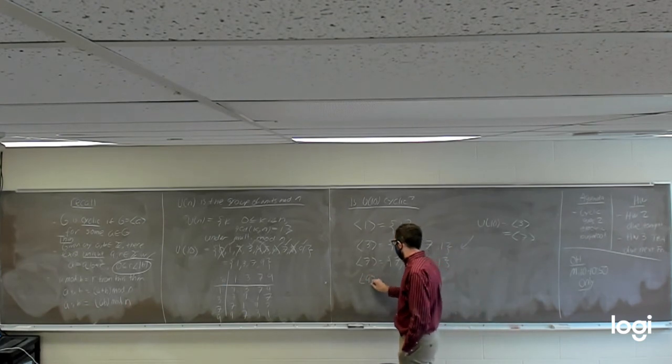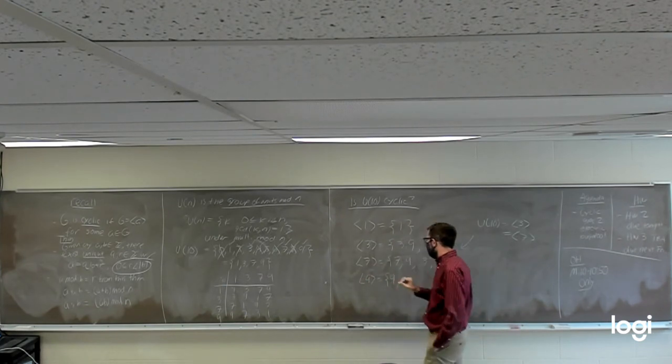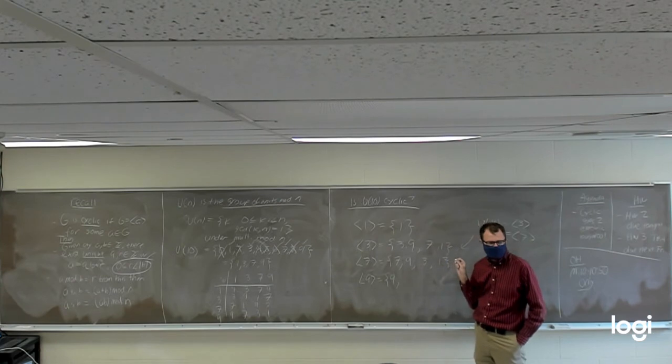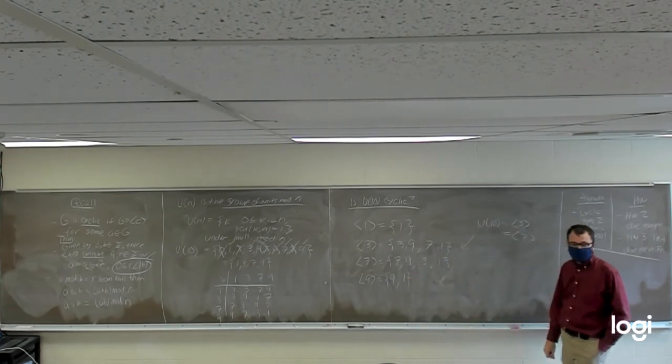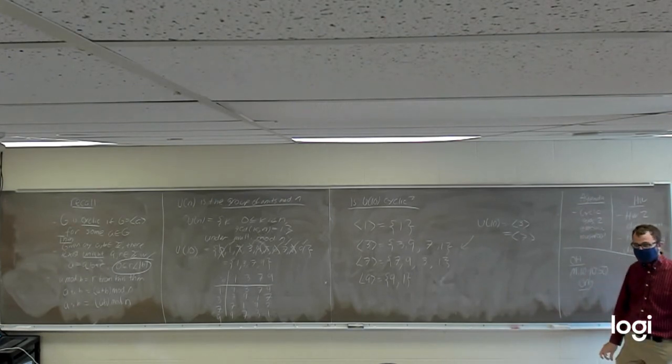Finally, let's look at 9. What's 9 times 9 mod 10? Oops. So 3 and 7 are both going to be generators, but 9 is not.